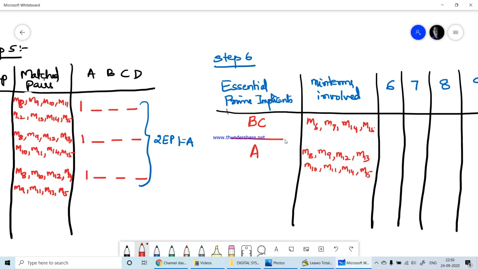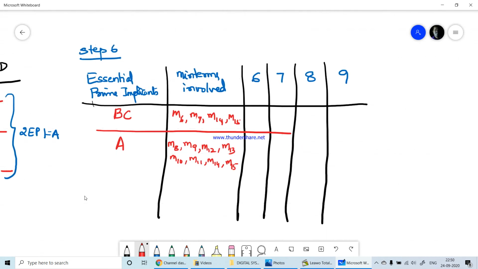Okay, so now what we'll do is we'll mark all the minterms which have been involved. So we have 6 and 7 here, so we'll cross for 6, 7. 14 and 15 we need not bother about because they are don't care. Similarly here 8 and 9 are there, all others are don't care, so you need not bother about don't care.